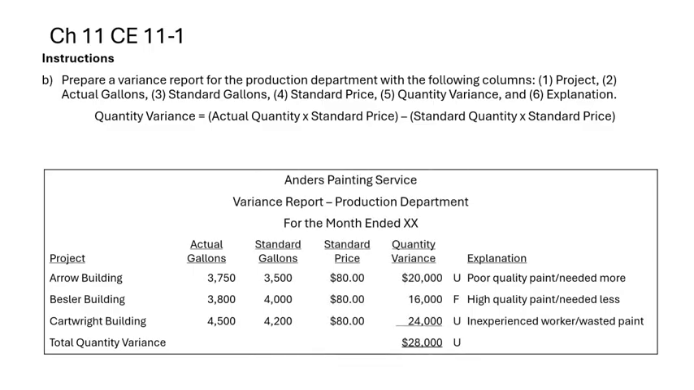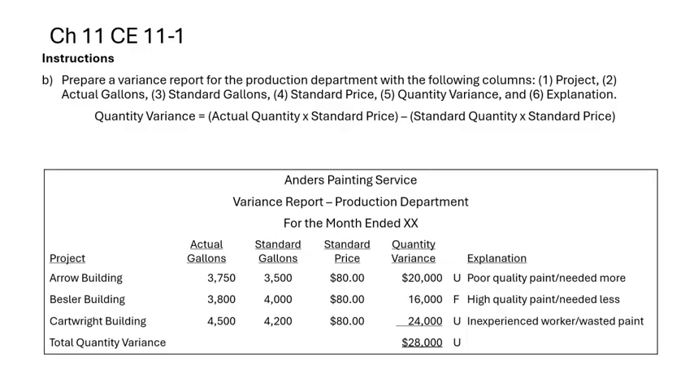So for the Arrow Building, we used 3,750 gallons. We should have used 3,500. $20,000 unfavorable quantity variance. We used more than we should have. And the reason is poor quality paint needed more. The Bessler Building, they used 3,800. They should have used 4,000 based on the standard. At the standard price that gives us a favorable quantity variance of $16,000, so we used 200 gallons less paint. And the explanation is the high quality paint, they needed less.